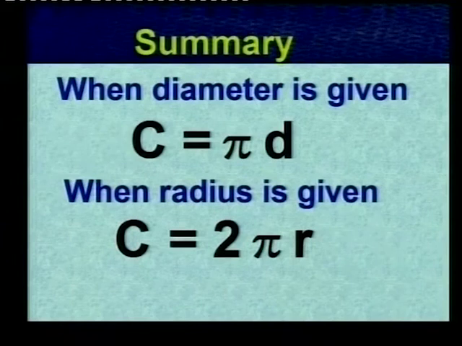Receiving students and ITs, to sum up our lesson for today, when we want to find the circumference of a circle and you are given the diameter, we use the formula C equals pi d. And when you are given the radius, we use the formula C equals 2 pi r. So those are the two formulas that you can use to work out the circumference of a circle.